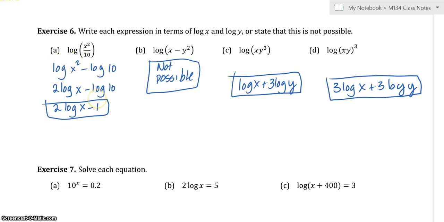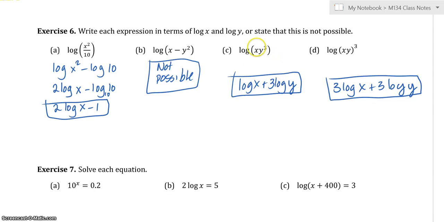Log of 10, by the way, is 1, because what power? Again, there's an imaginary 10 there. 10 to what power is 10? 1. Minus for the subtraction, and a 1 there. This one is not possible. There's no formula on the left with subtraction. When you have subtraction, you have to have 2 logs.